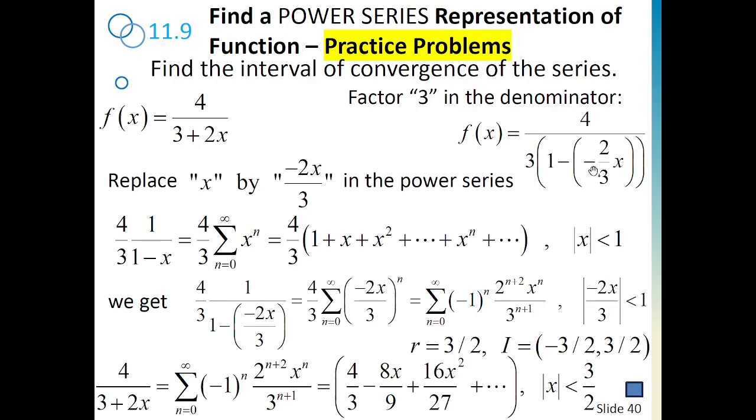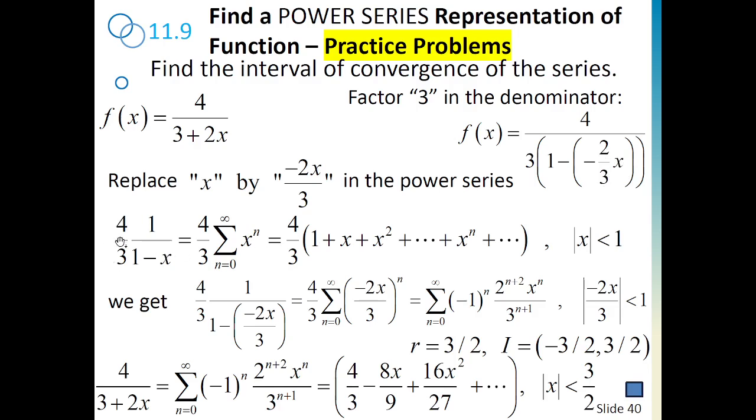I'm writing plus as minus minus, just to resemble more our geometric series, that's all. So now I have 4 over 3 as a factor in front, that's a constant, and 1 minus this expression here. So now I will take my geometric series and replace x by minus 2x over 3. So that will be the goal.